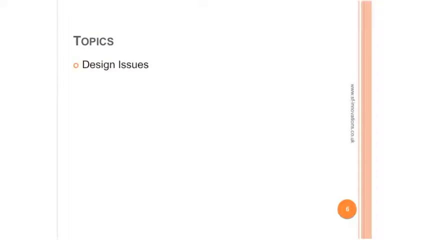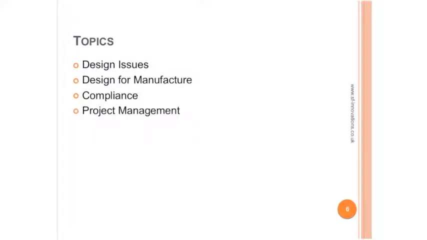Obviously, in a 45 minute presentation, I can't go too much into depth, but I'll touch on one or two design issues that, in my experience, always cause problems. Look at how to design for manufacture. Again, a very top-level overview of some issues to look at. Compliance. This often is a stumbling block to new engineers, and I shall try and give you a signpost as to how to navigate through this. And project management, actually making sure that the project is designed down to a cost and on time.